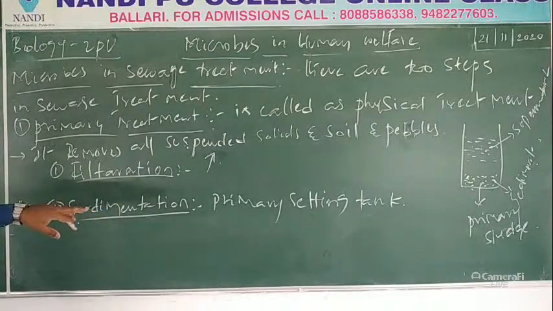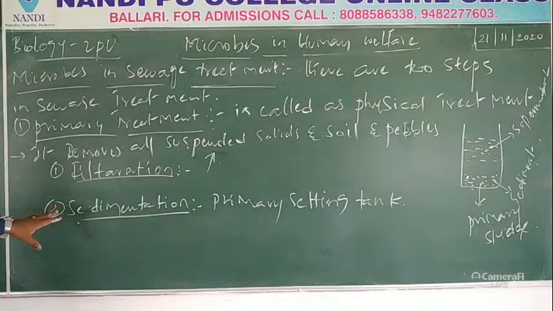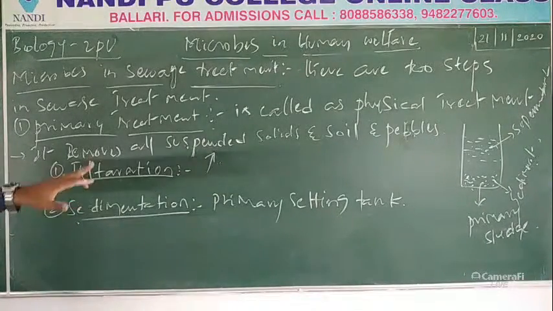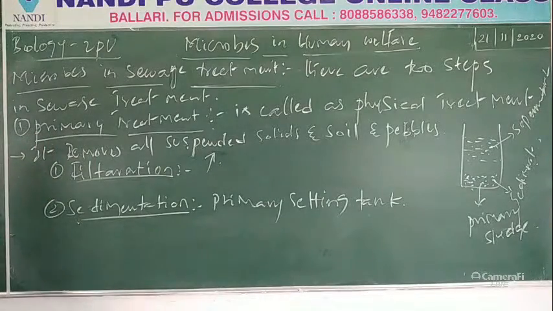What happened in the primary settling tank? There will be a sedimentation. Sedimentation takes place by an agitation system. So by that, all the soil and pebble particles will be sedimented at the bottom, and the remaining organic matter will be present at the top. It is nothing but effluent. Whatever soil particles and pebbles are sedimented at the bottom, that particular sedimented solid, soil and pebble particles are called primary sludge.